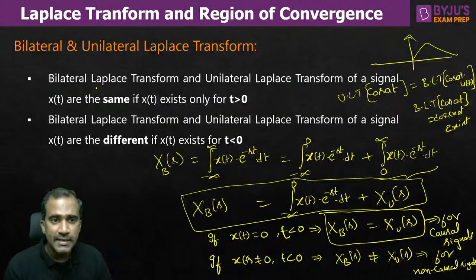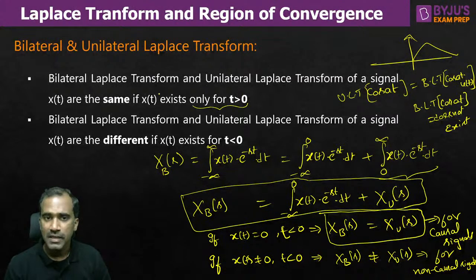Okay, now read these statements. The bilateral Laplace transform and the unilateral Laplace transform of a signal x of t are the same if the signal x of t exists only for t greater than 0, which is also the same as saying only if the signal x of t is causal. Causality I am saying in this manner.